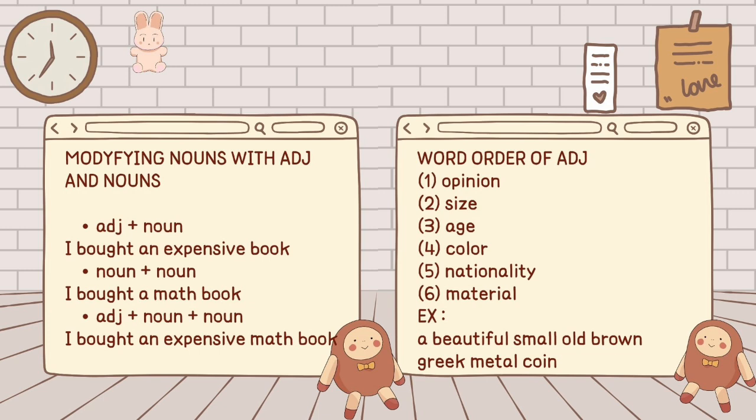Word order of adjectives. Use this order: opinion, then size, age, color, nationality, if they have, and material. For example, a beautiful small old brown Greek metal coin.